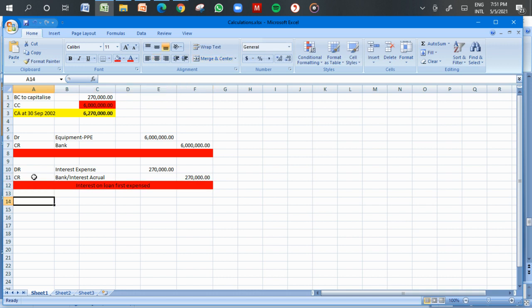The second journal that you are going to do, you are now going to transfer the 270 to PPE. So how do you do that? You are going to debit the equipment with the 270.